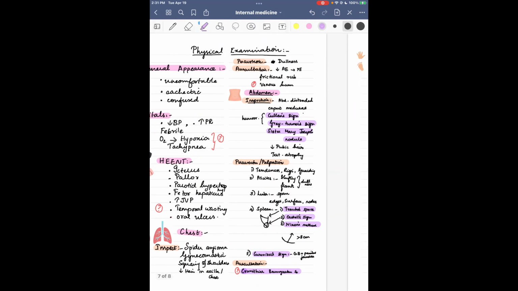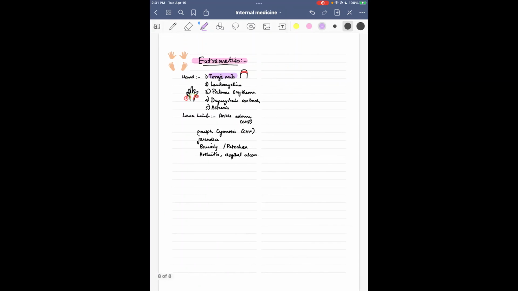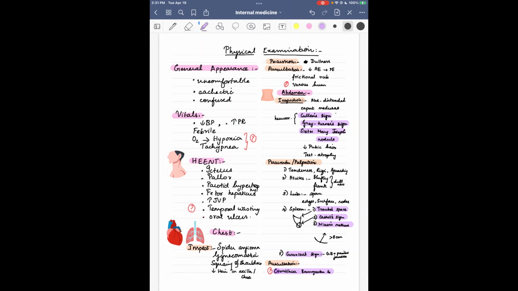So this is briefly about the physical examination that we do on ascites. Next, we can see how to do the investigation.